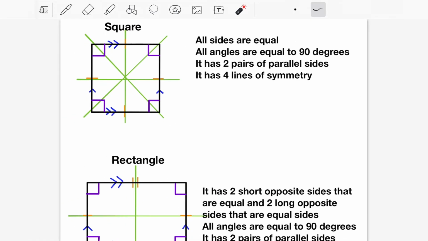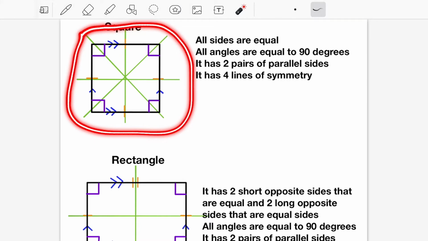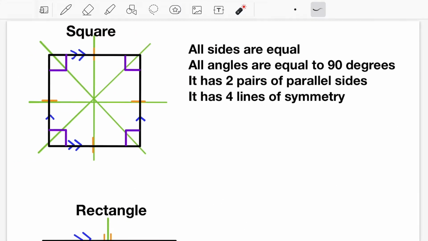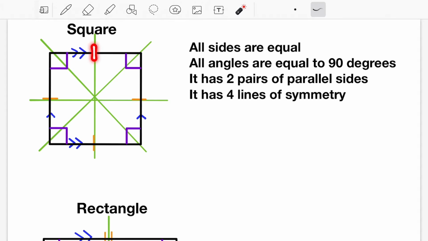Let's start with a square. So we can see that the properties are illustrated in the drawing, and each property is color coded. So all sides are equal. These orange dashes, the dashes on the side, tell us that all sides are equal. Next, all angles are equal to 90 degrees. So of course the angles are on the corner. In this case they are purple. We can see that they are right angles. The small boxes on the corners show that they are 90-degree angles or right angles.